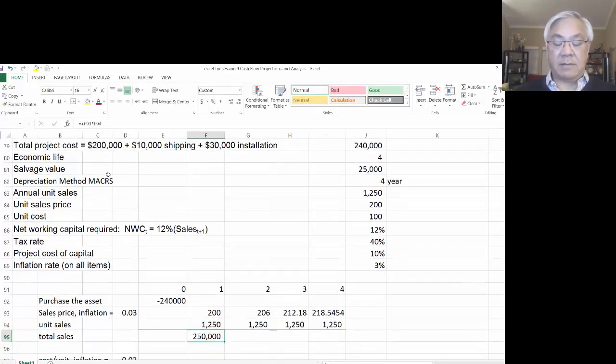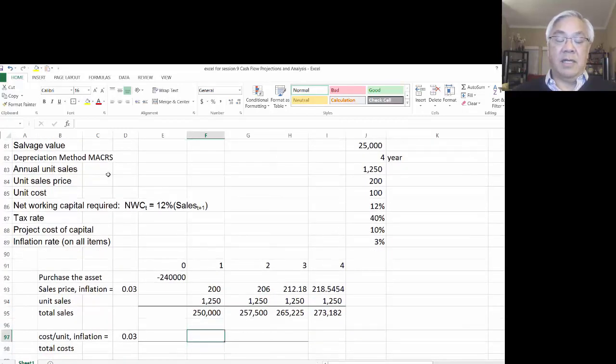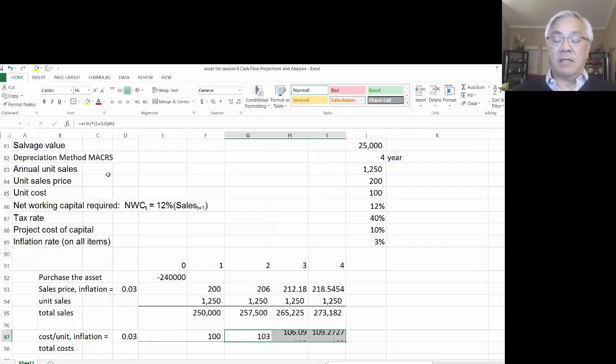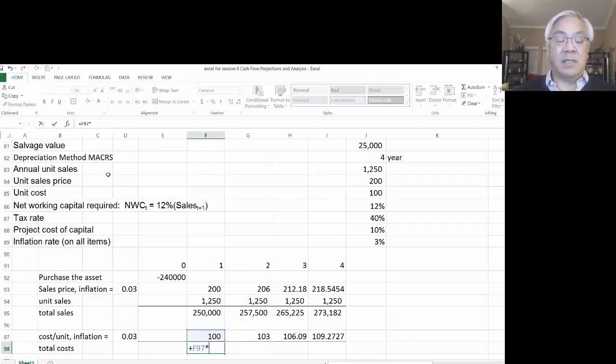The cost per unit is also given to us as $100 for the beginning. And that is going to grow by inflation. So it's that first year would be 100 times open parens 1 plus the inflation rate, lock it, close parens, copy it across. Now we know our total cost, which is cost per unit times the unit sales. Copy that across.